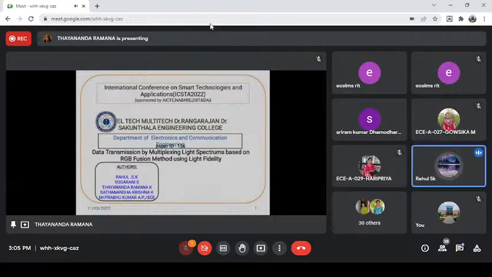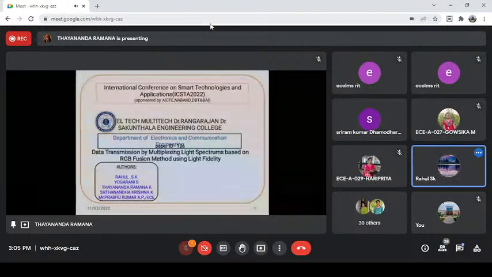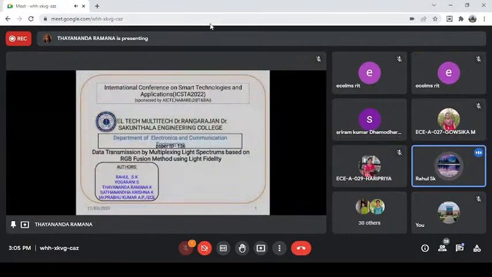I, Rahul SK, along with my teammates Yogarani, Dayananda Ramana, Sadananda Krishna, and Mr. Prabhu Kumar, Assistant Professor of Electronics and Engineering Department from Veritech Multitech Engineering College, are going to present about data transmission by multiplexing light spectrum based on RGB fusion method using light fidelity.